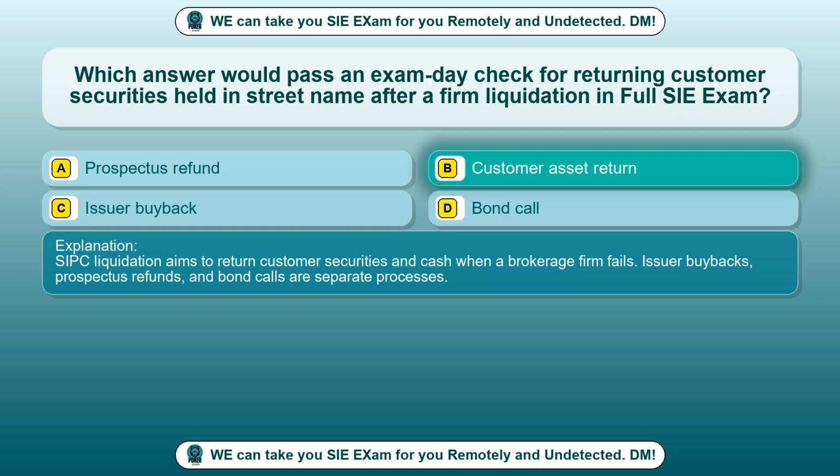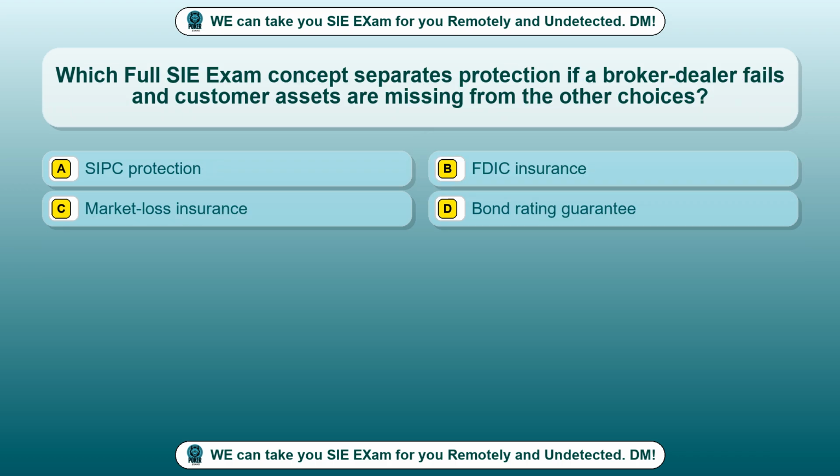SIPC liquidation aims to return customer securities and cash when a brokerage firm fails. Issuer buybacks, prospectus refunds, and bond calls are separate processes. Question 50. Which full SIE exam concept separates protection if a broker-dealer fails and customer assets are missing from the other choices?